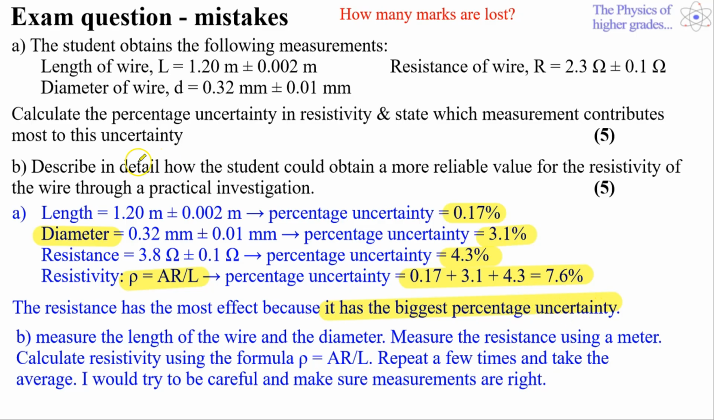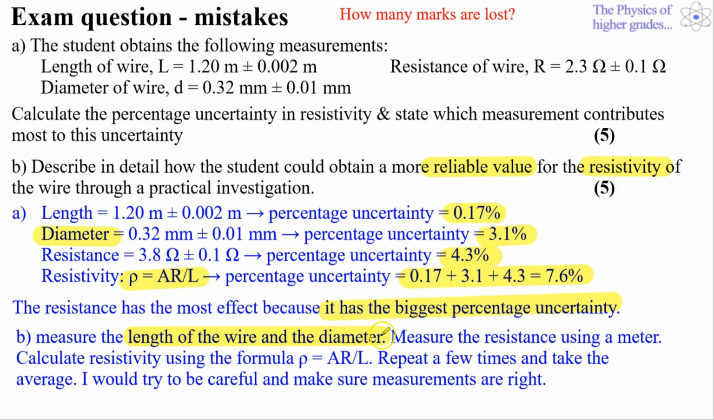So part B says a more reliable, so basically a better value for resistivity. So rather than just a single value, which we know is prone to error and is not good practice, what we need to do is to measure a range of resistance and length values. So measure the length of the wire and the diameter.